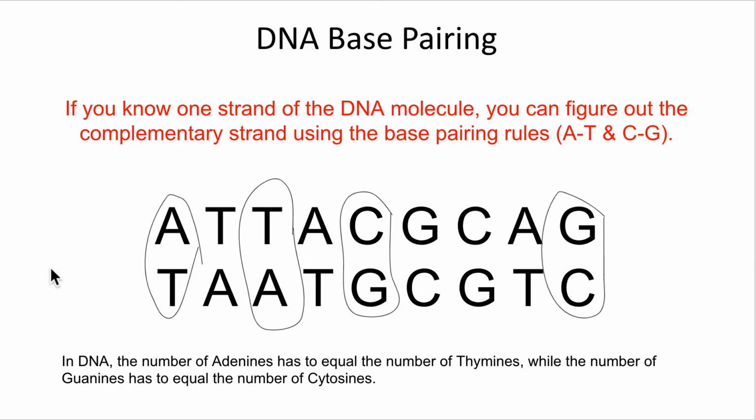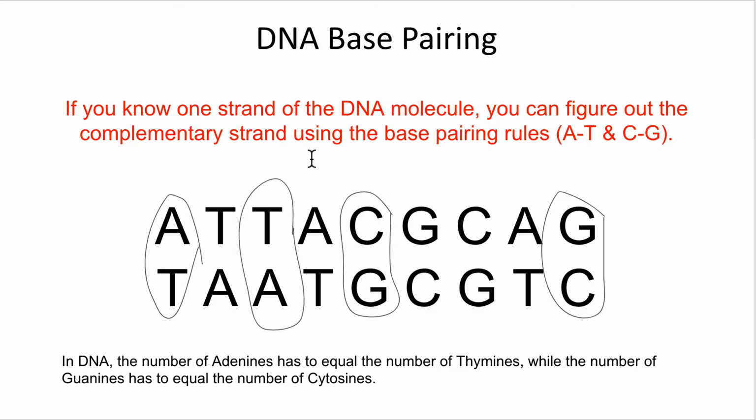And you guys actually might have to do some math based on this. So the number of A's always has to equal the number of T's since they pair together. And the number of C's always have to pair with the number of G's. And you guys actually might get some question on your STAAR test where it says this organism has 30% adenine. How much cytosine is in that DNA?